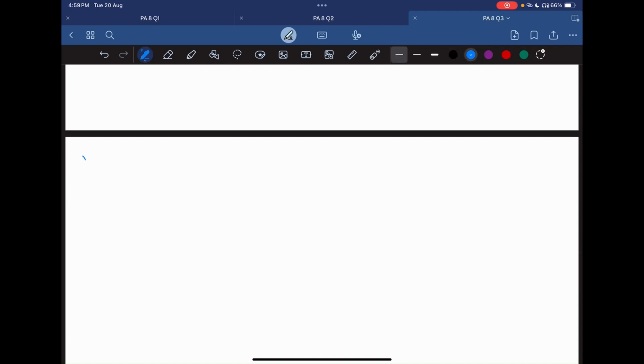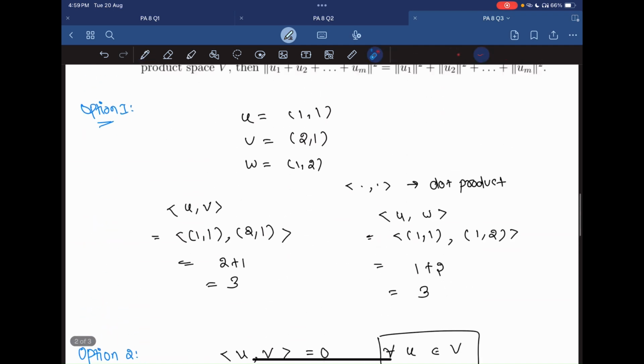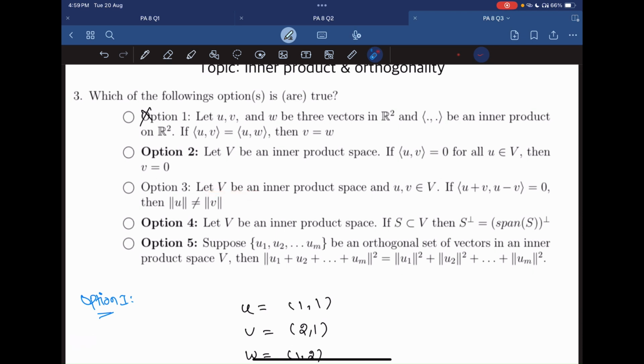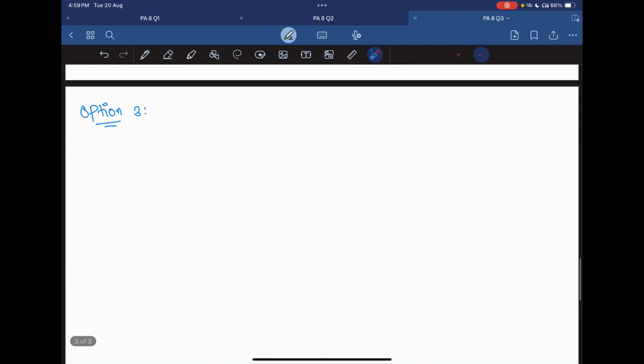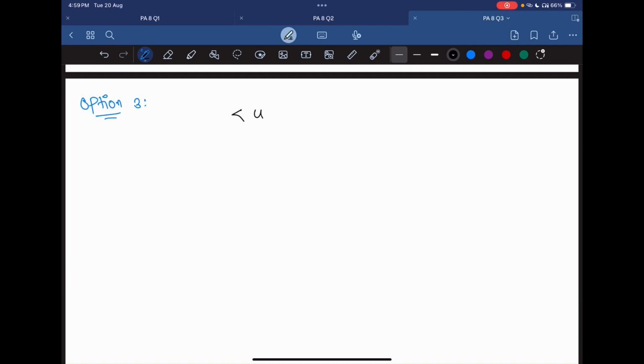So now let's look at option 3. Let V be an inner product space, U and V belong to V. If the inner product of U plus V with U minus V is equal to 0, then the norm of U is not equal to the norm of V. So we are given that the inner product of U plus V with U minus V is equal to 0. From the bilinearity property of inner product, we can write it as the inner product of U with U minus V plus the inner product of V with U minus V equal to 0. And furthermore, we can simplify it.